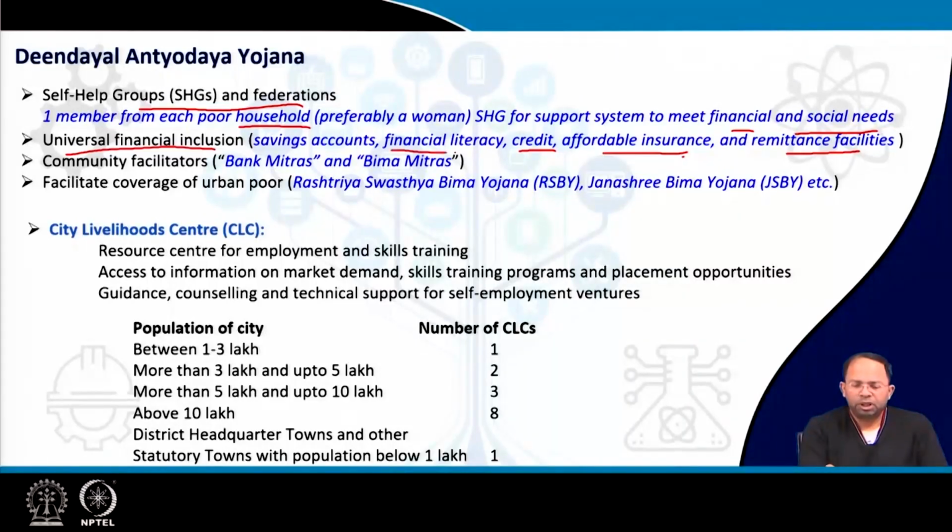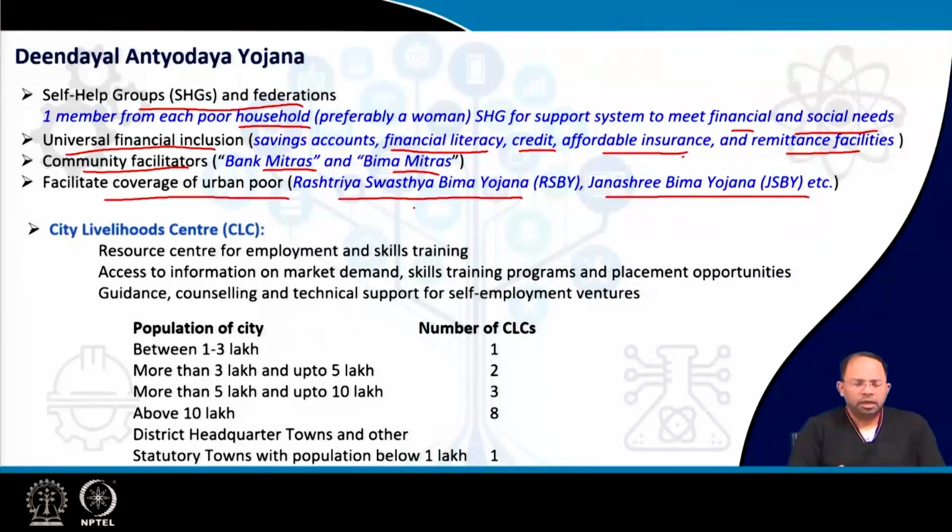And at the same point of time, he should be given adequate financial literacy so that he can use these kinds of services. Then community facilitators such as bank mitras and bima mitras, these are people who will help people, or they can facilitate use of the services provided by the government for the normal people who are not aware of them, and facilitate coverage of the urban poor via different kinds of insurances such as the Rashtriya Swasthya Bima Yojana and Janashri Bima Yojana. So one is life insurance, one is health insurance, which are provided for the poor people.